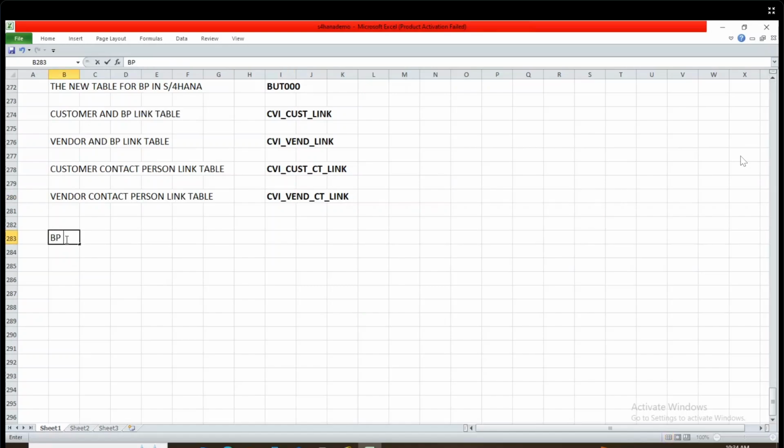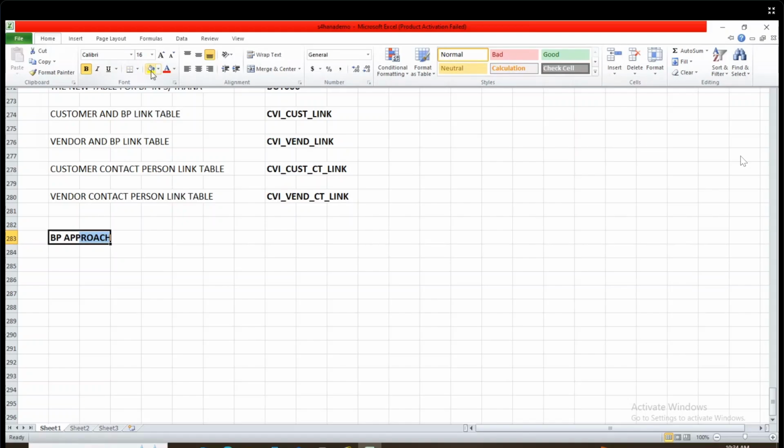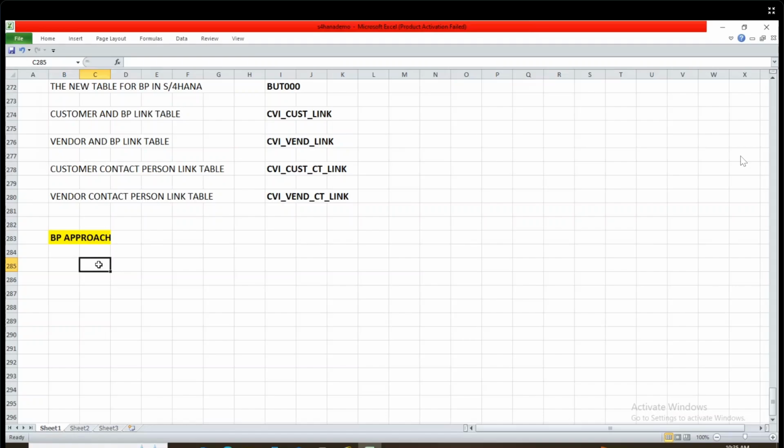So here, take this: BP approach. Before starting the migration project, we have to take confirmation from the client, from the core users, on the BP approach, because now in S4HANA we have to convert all customers to BP. So the BP approach is important here.